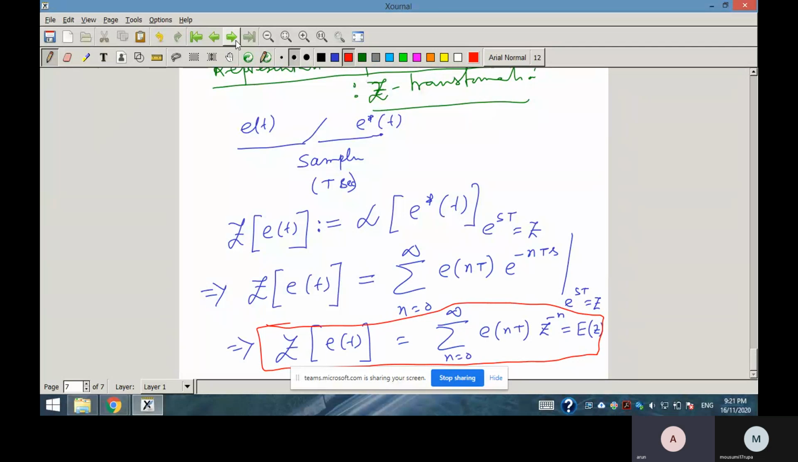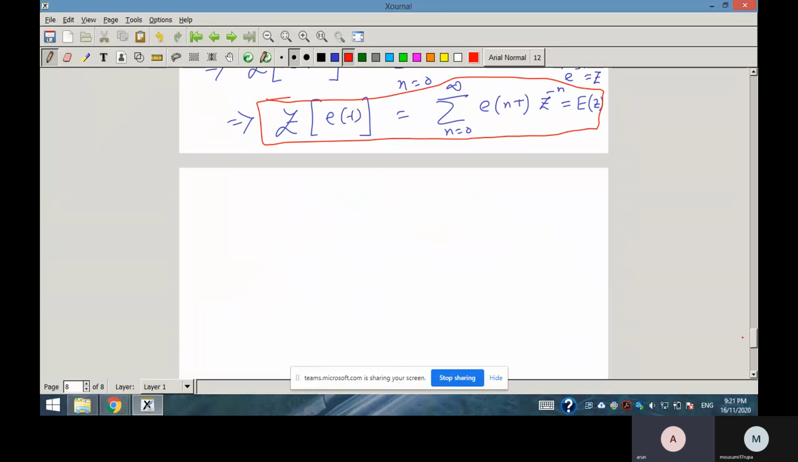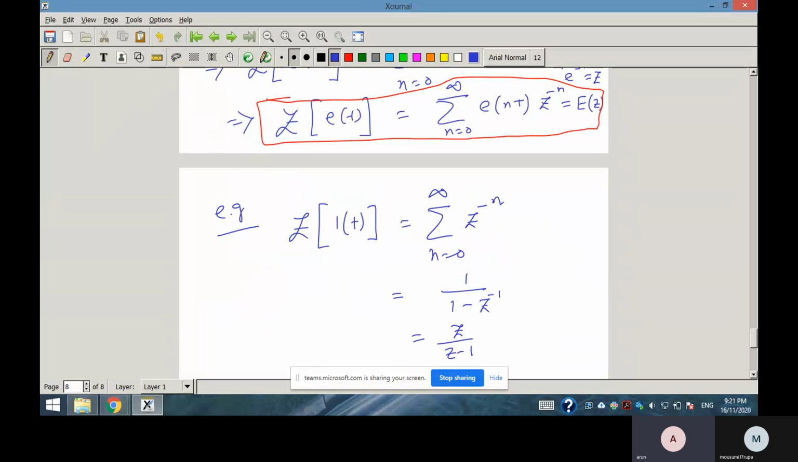So, for example, what is the Z transform of your unit step function, Z transform of 1t? What is your unit step signal Z transform? Summation of n equal to 0 to infinity z to the power of minus n. So this is equal to 1 by 1 minus z inverse. So this is equal to z by z minus 1.